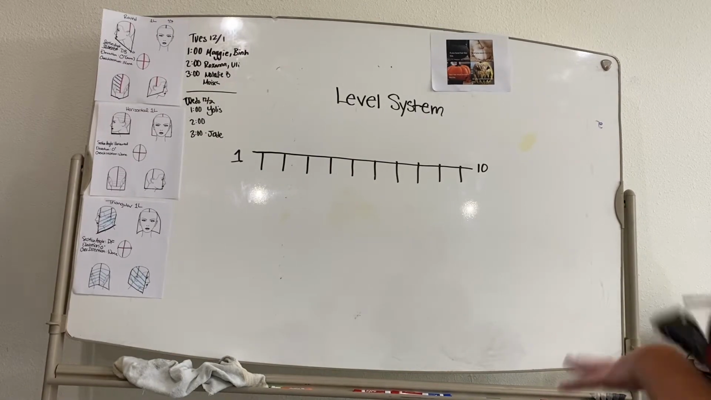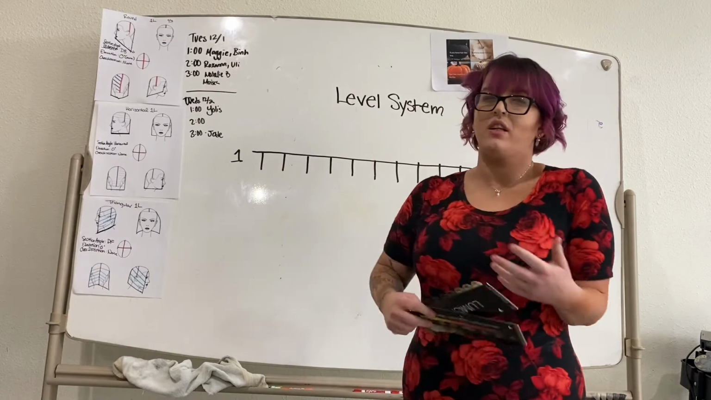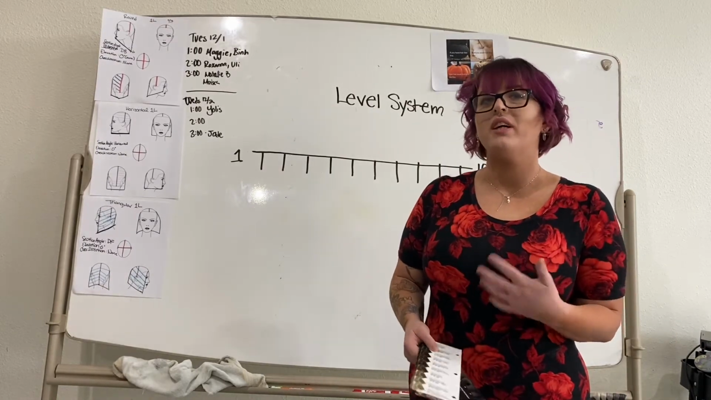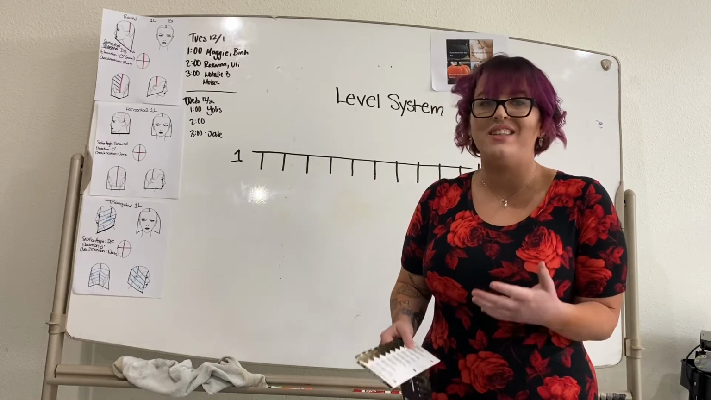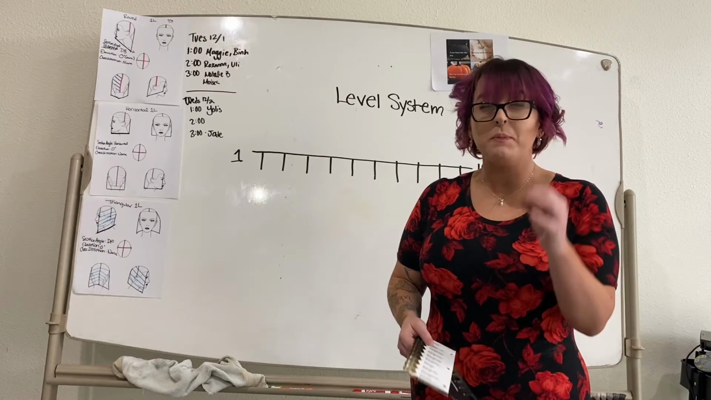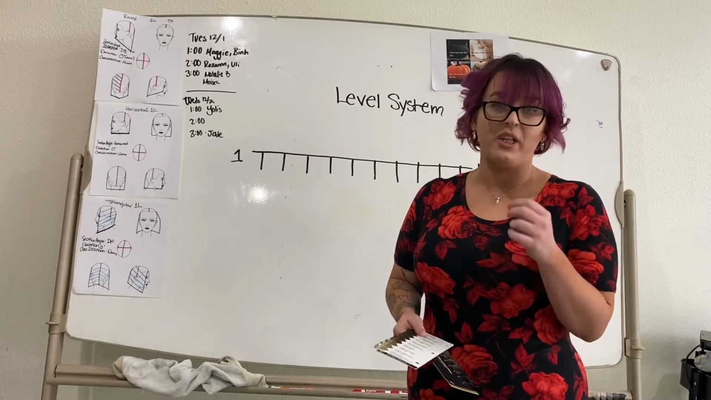Okay guys, so the next thing that we're going to talk about is the level system. The level system can be a little bit harder to grasp the concept of than just general color theory, because we're not talking about the color itself, whether it is warm or cool or what it's made out of. We're specifically talking about how much color is inside of the formula that you're creating.